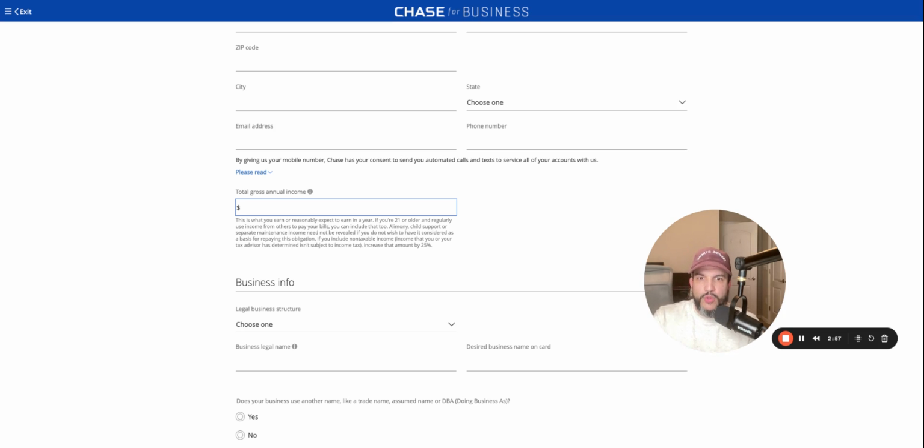If you are 21 or older and regularly use income from others to pay your bills, you can include that too. Alimony, child support, separate maintenance income need to be revealed if you do not wish to have it considered as a basis for repaying the obligation. If you include non-taxable income that you or your tax advisor has determined isn't subject to income tax, increase that by 25%. So right here, this section, total gross annual income, is for you personally.